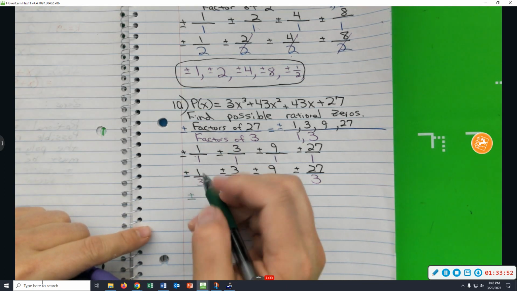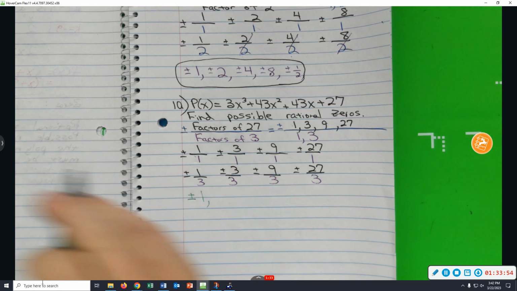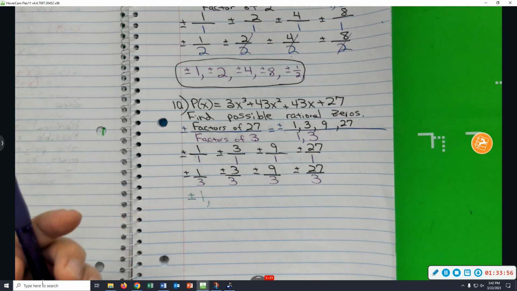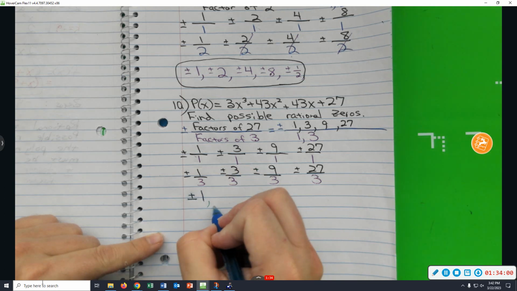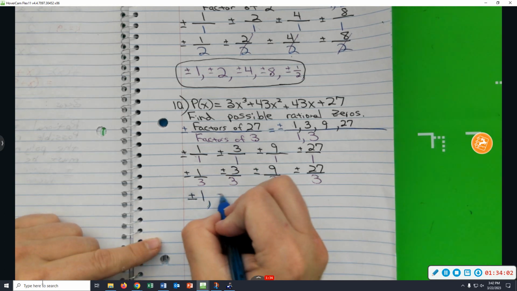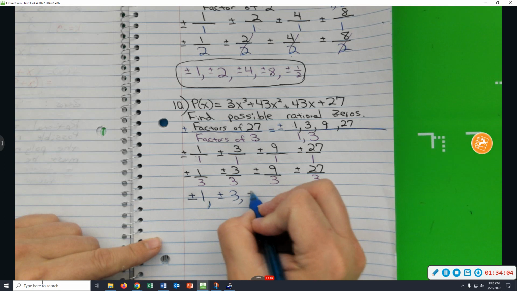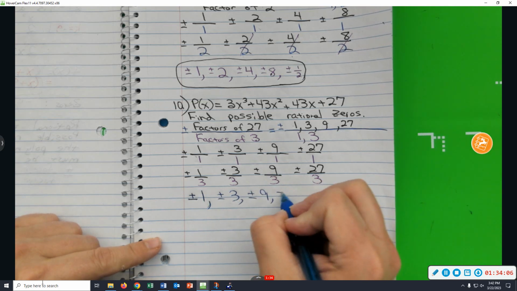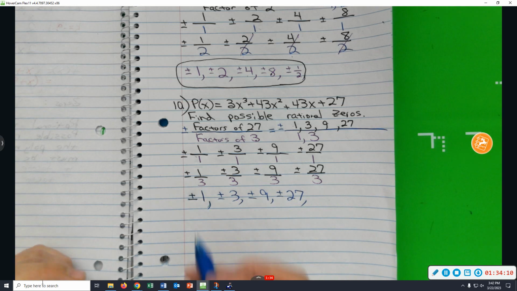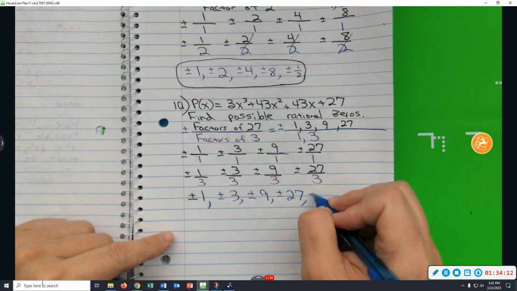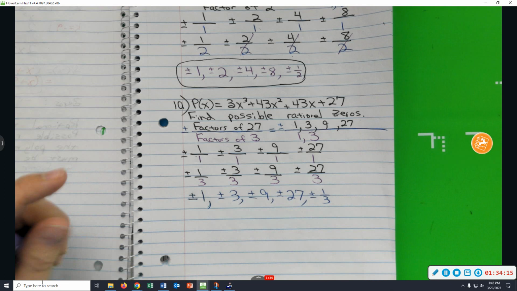So 1 divided by 1 is 1. 3 divided by 1 is 3. 9 divided by 1 is 9. 27 divided by 1 is 27. You got 1/3. 1 divided by 3 is 1/3. We don't already have that.